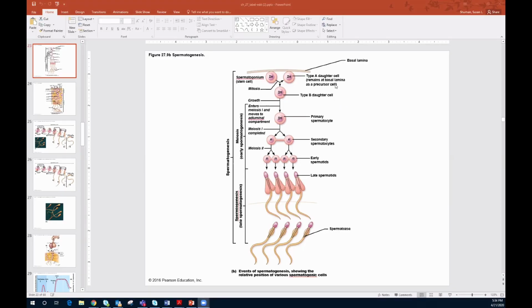Okay. Any other questions about mitosis, meiosis? Well, then let's finish up talking about making sperm. And then we're going to move on into the girl parts.